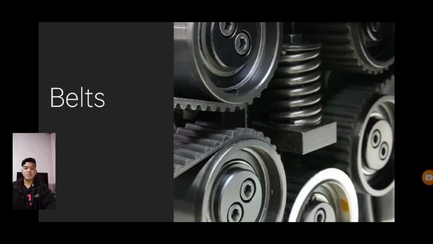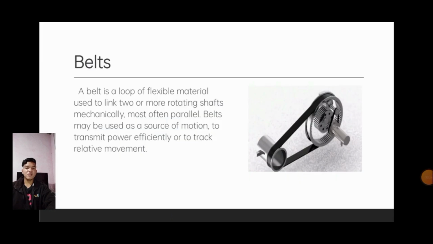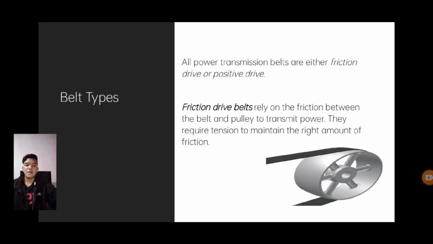What is a belt? A belt is a loop of flexible material used to link two or more rotating shafts mechanically, most often parallel. Belts may be used as a source of motion to transmit power efficiently or to track relative movement. Belt types: but before that, all power transmission belts are either friction drive or positive drive.